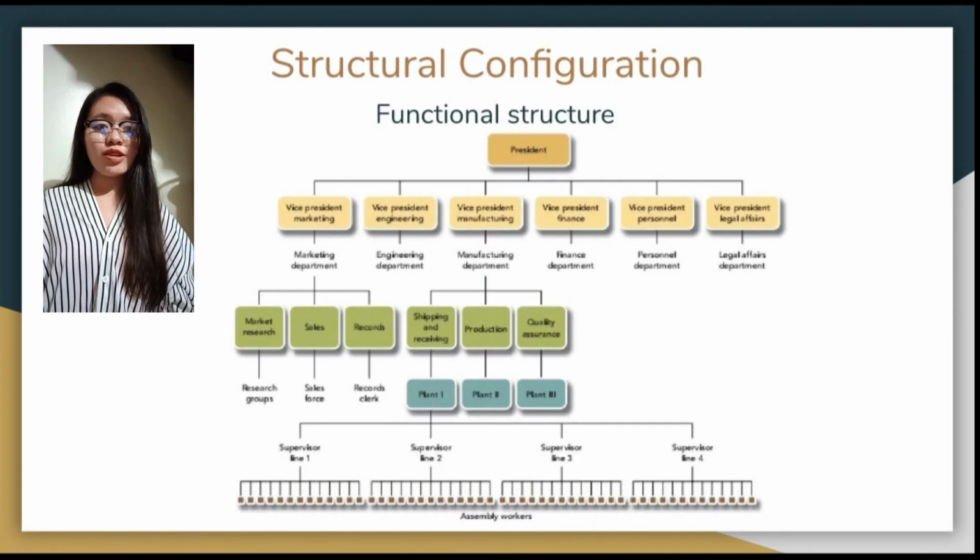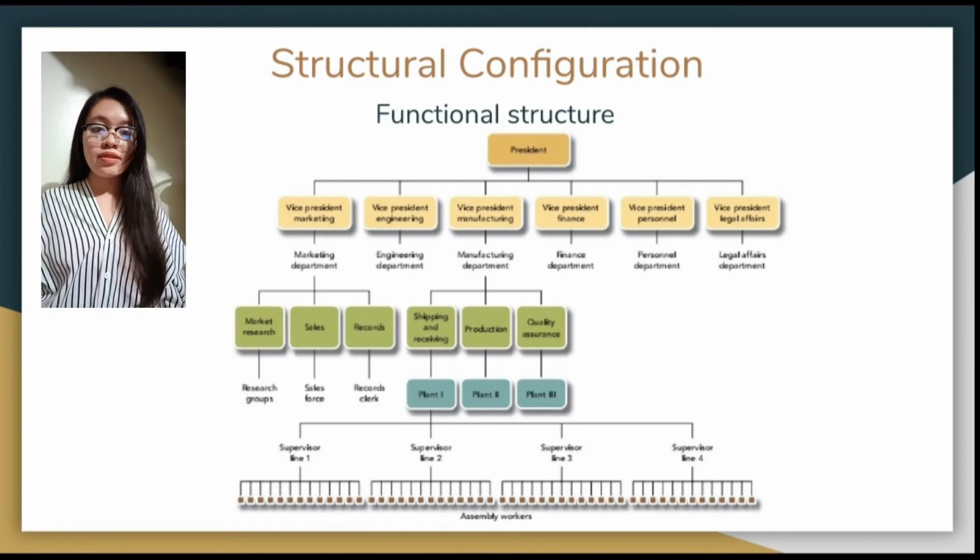Under the structural configurations is the functional structure. It has a high level of centralization because people in the organization have specialization. Due to that, the coordination is weak. However, they tend to identify with their department and cannot always make decisions to achieve the goal of the organization as a whole. So, as you can see below, I've included the illustration that is provided in our module.